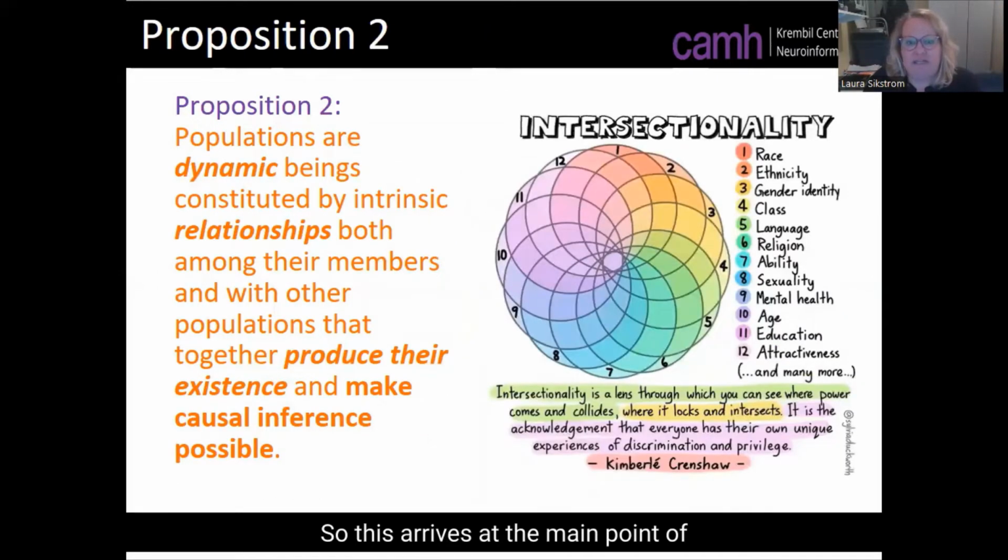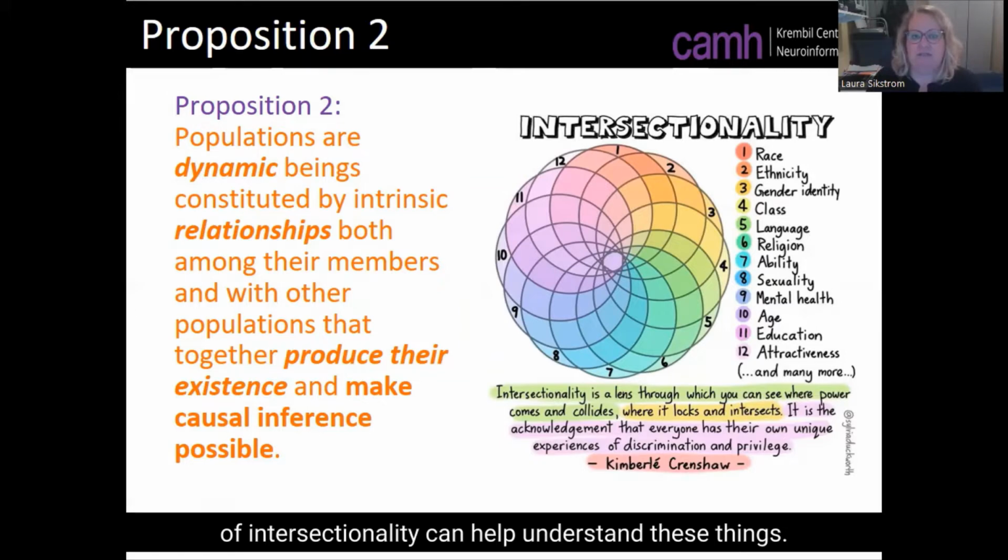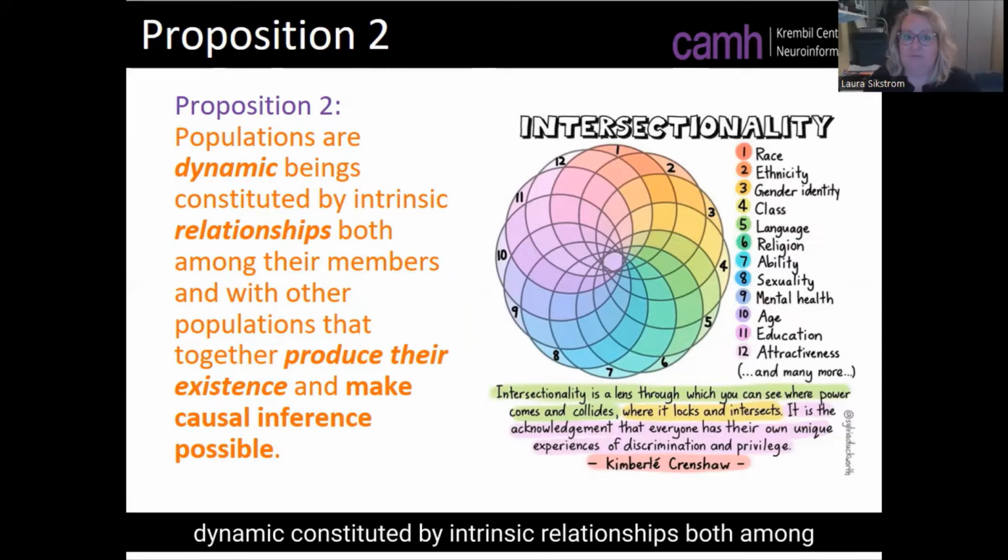So this arrives at the main point of this, like how intersectionality, or the notion of intersectionality, can help us understand these things. And Nancy Krieger's observation that populations are dynamic, constituted by intrinsic relationships both among their members, so between groups, and with other populations that together produce their existence. And this makes causal inference possible. What she is pointing out is that to make conclusions about these differences, we also have to understand how these populations came to be. How do we define them?